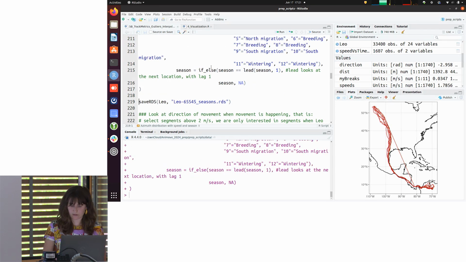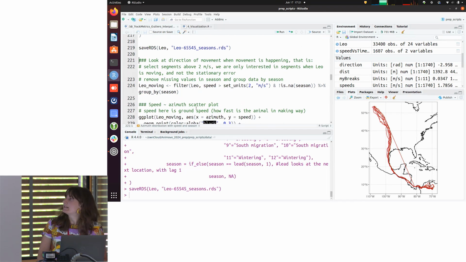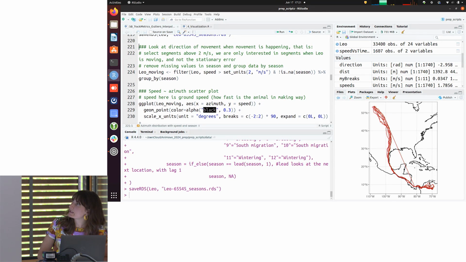And also we're going to save this dataset because we're going to use it tomorrow again. Then after we did this nice exercise, as I was mentioning earlier in a reply, we are going to look at when Leo is actually moving. So we're not interested in all the rest. We're going to put a more or less arbitrary filter, saying whenever it's moving at a speed higher than 2 meters per second, it's actually moving.